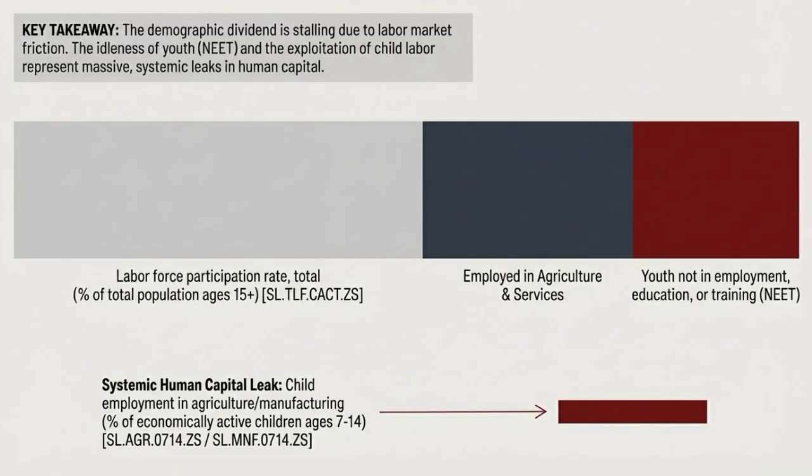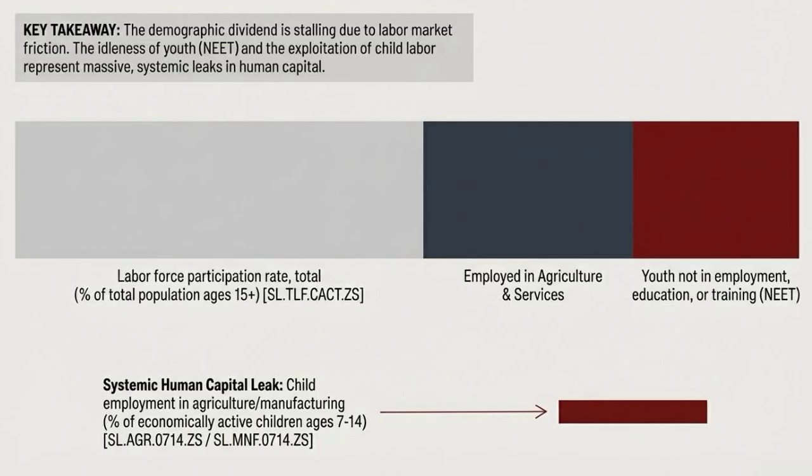But looking at the data on this slide, there is a very dark gray warning section of the stacked bar chart that shows where this transition is catastrophically failing. It tracks the NEET rate: youth ages 15 to 24 who are not in education, employment, or training. The NEET rate is one of the most concerning indicators in the entire global data set. It represents millions of young people who are entirely parked. They are completely disconnected from the formal machinery of the nation. It's idle potential.